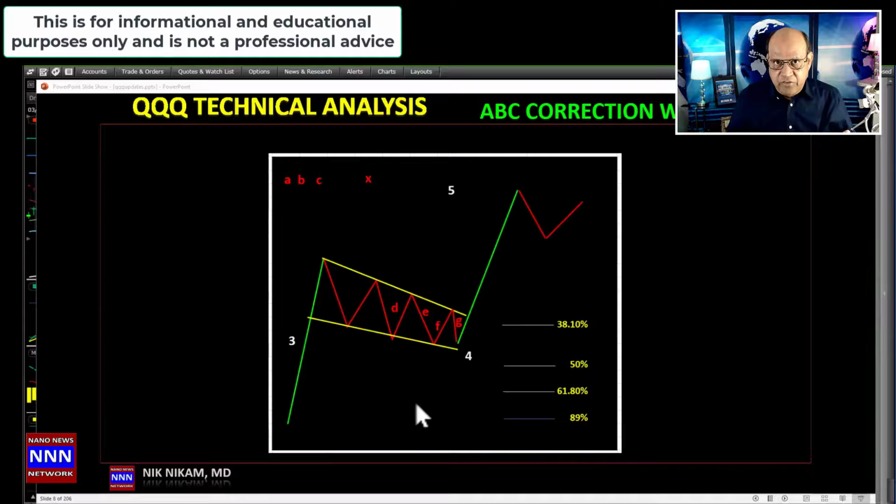Here is another form of triangle which has A, B, C, D, E, F, G. Oh, I'm sorry. I got carried away here. Anyway, this is a 7-wave, 1, 2, 3, 4, 5, 6, 7-wave correction. Correction is a correction, but we need to know what direction it is going and how long it's going to go, how low it's going to go, and when is the change in the direction, because that's the most important thing. That's why we draw these trend lines and follow them.